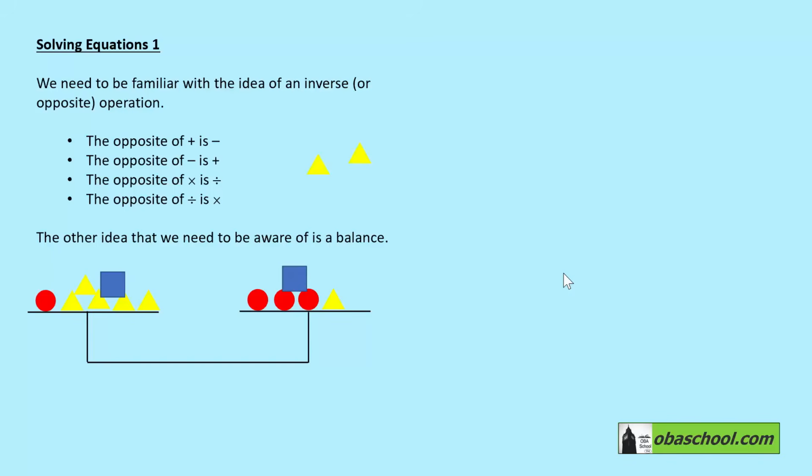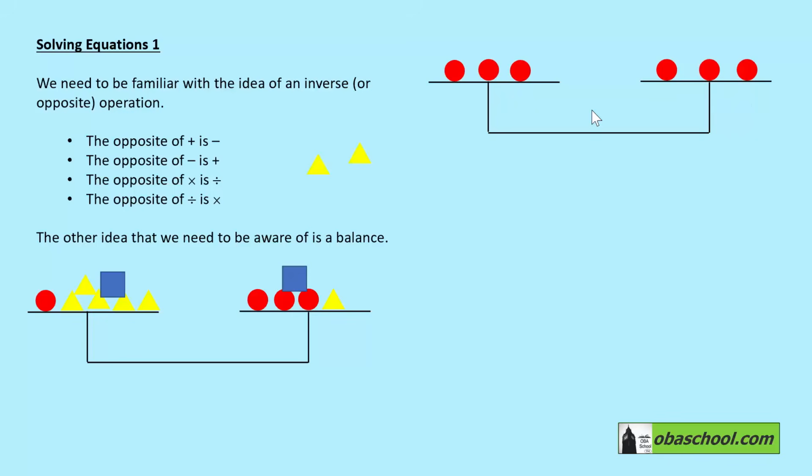The same is true of equations. Let's consider this scale pan here. Let's suppose we've got a red circle on each side. Then if I multiply the number of red circles by 3, I have to do that on both sides.